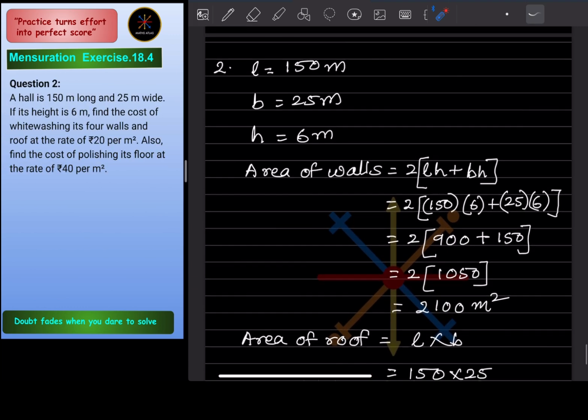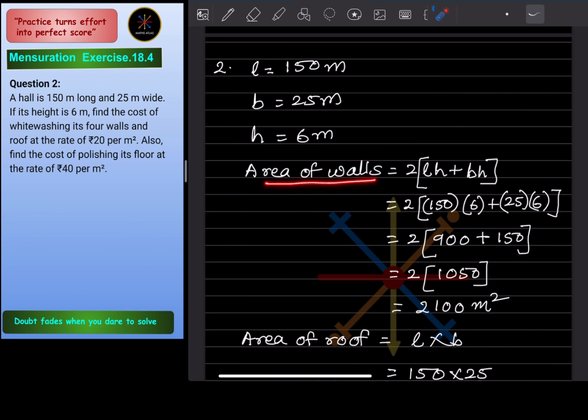The next one: the dimensions of the wall are given as the length 150, the breadth 25, and the height 6. We have to find the cost of whitewashing its four walls and roof at the rate of rupees 20 per meter square, and also find the cost of polishing its floor at the rate of rupees 40 per meter square.